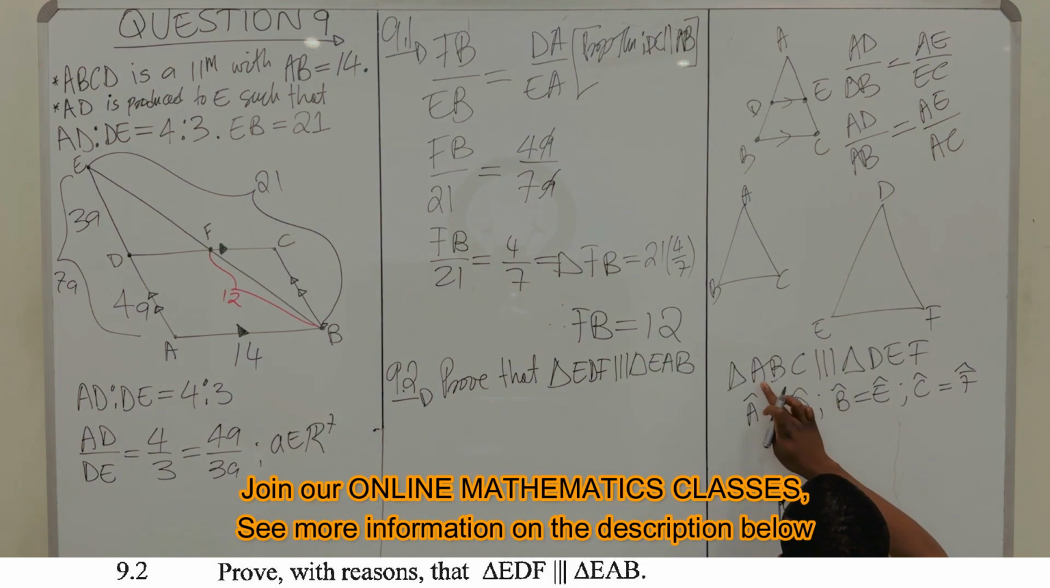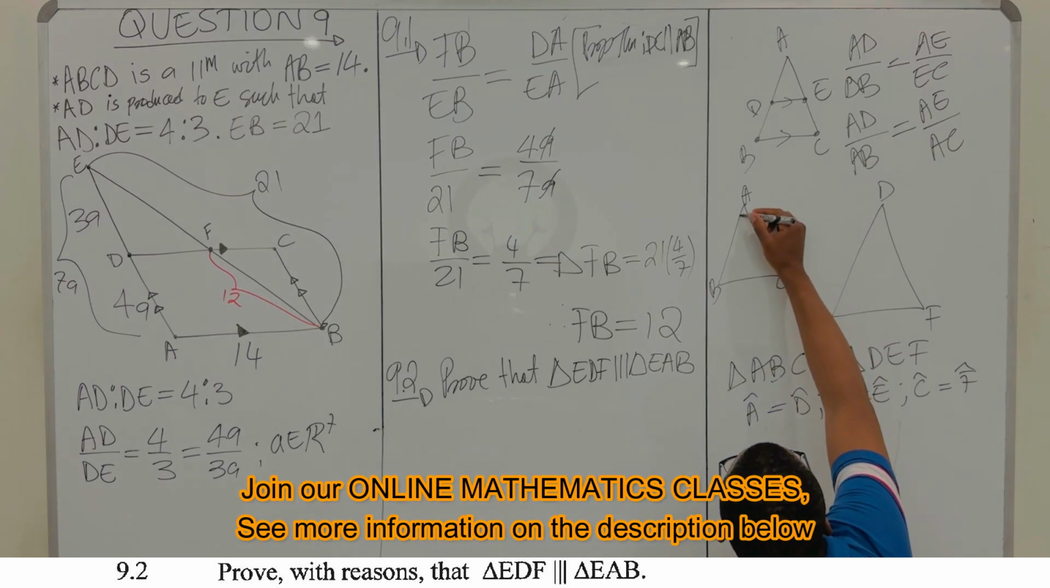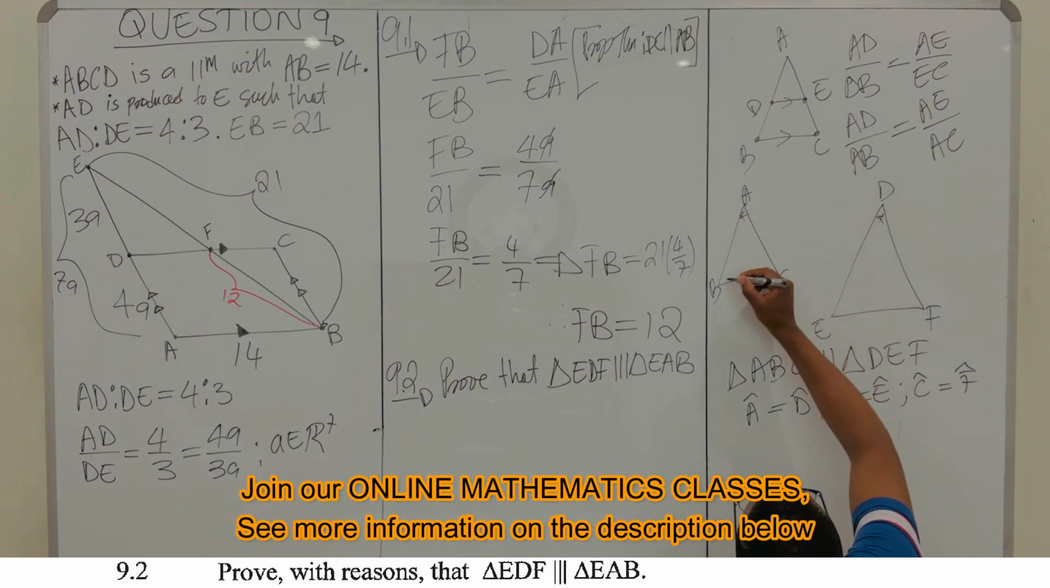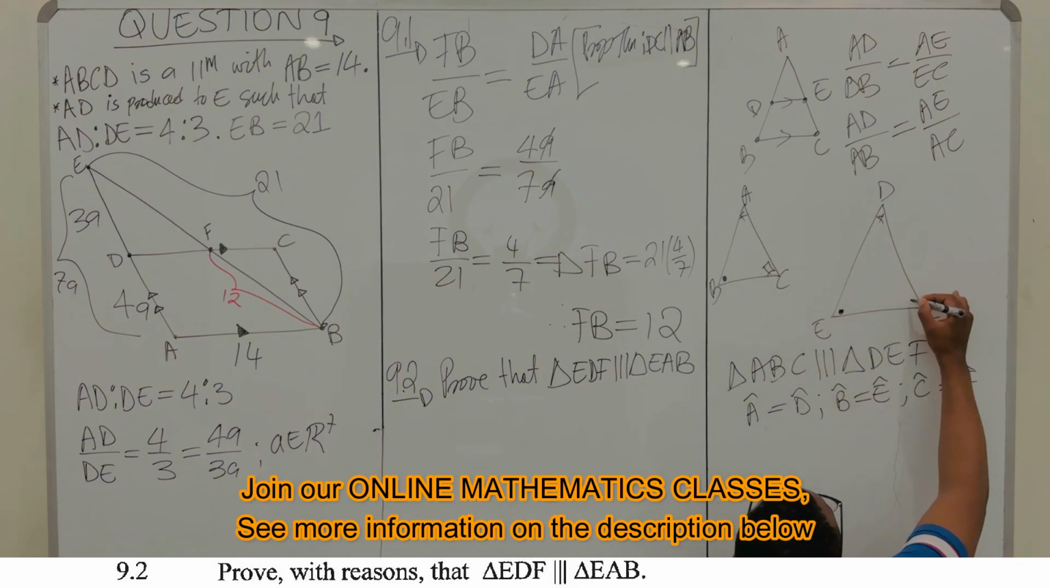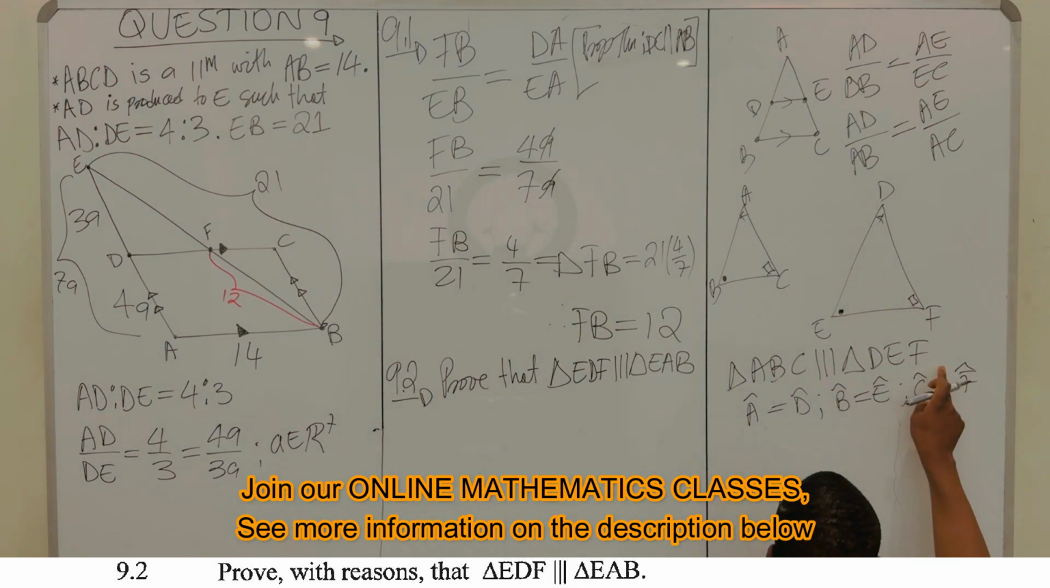Which is this, this is this, this is that, this is that, in that order exactly. This angle here is this one over here, this one here is this one over there, and this one here is that one over there. That's what you're saying, in this exact same order.